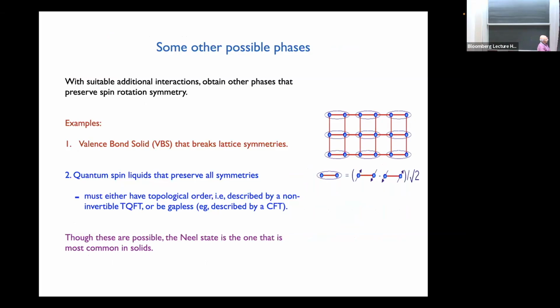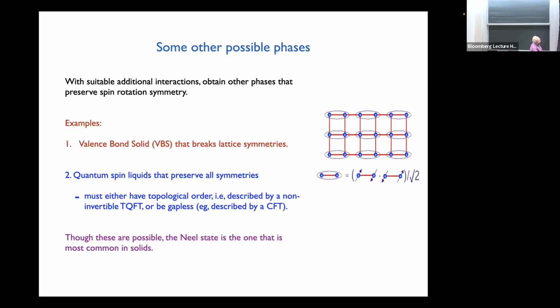Here, each spin finds a partner with which it forms a spin singlet. Spin singlet is this object. So each spin is part of a pair of spins that forms such a singlet, and the singlet bonds arrange themselves in some pattern on the lattice. I've given an example of a pattern here.